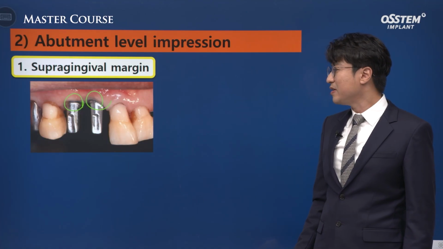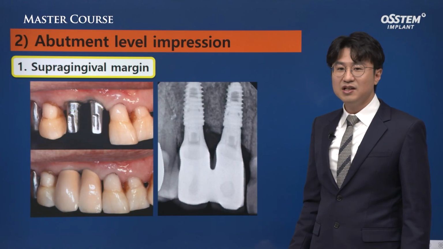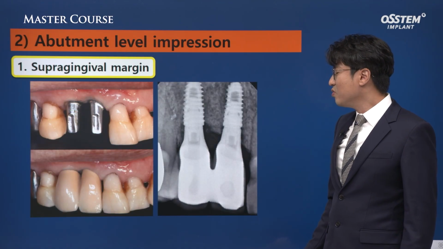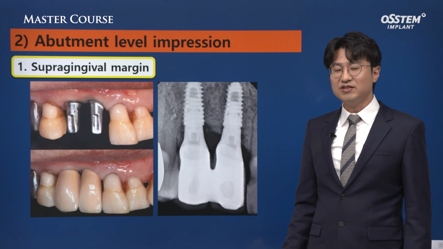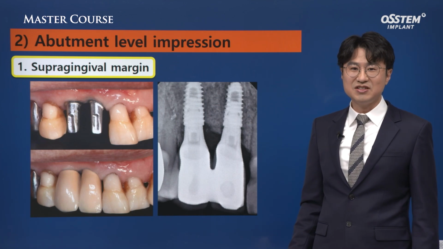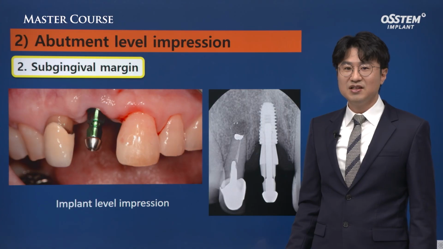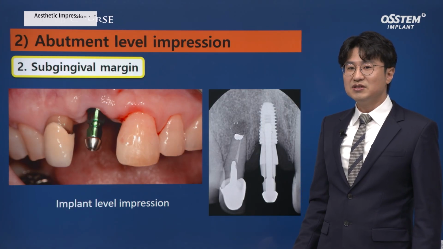After using provisional teeth, abutment level impression was taken. Final prosthesis was completed. Abutment level impression can give a very good margin fit because of supragingival margin.